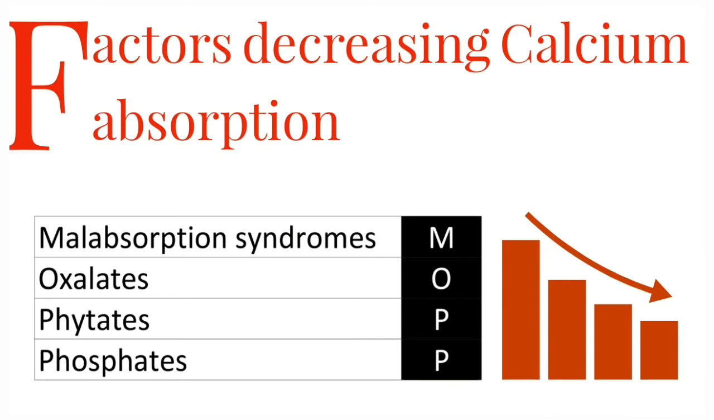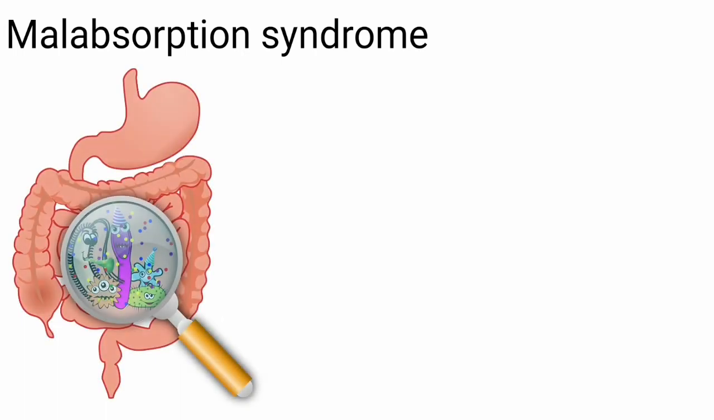Factors decreasing the calcium absorption: malabsorption syndromes, oxalates, phytates, and phosphates. So the code to remember factors decreasing the calcium absorption from the intestine is MOPP, M-O-P-P. In malabsorption syndromes, fatty acids are not absorbed properly. So these fatty acids in the intestine produce insoluble calcium soaps, and these insoluble calcium soaps are excreted in the feces, which ultimately leads to decreased calcium absorption.